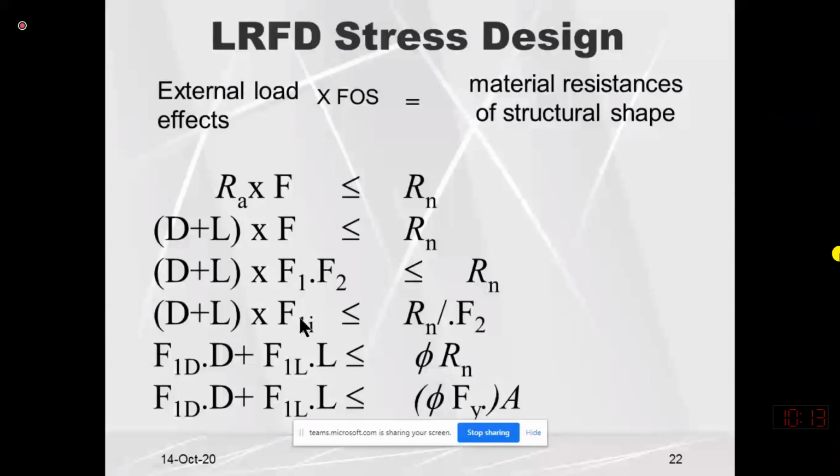I is the index, it means this is a variable. So this F1 will be a different value if it is multiplied with the dead load and live load. So F1 will be the factor of safety for dead load.